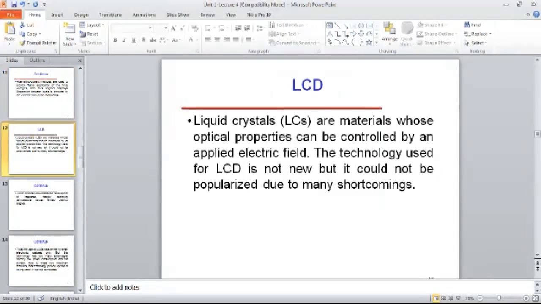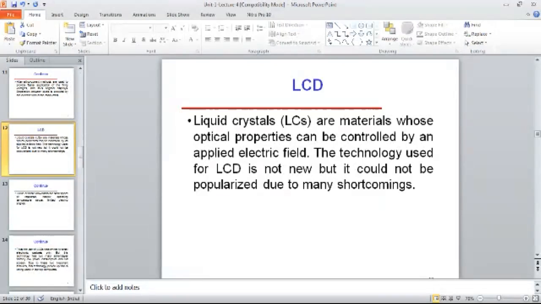The next device is the LCD, liquid crystal display. Liquid crystal displays use materials whose optical properties can be controlled by an applied electric field. Here again we are using the electric field. We apply the electric field, then its optical properties change, so we control it with the help of the electric field. All LCD monitors work on this technology. We get the result by changing only the electric field.